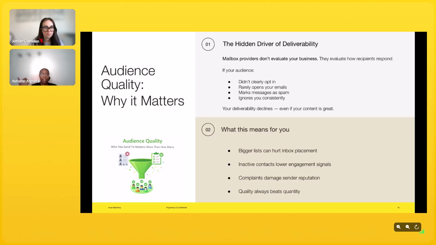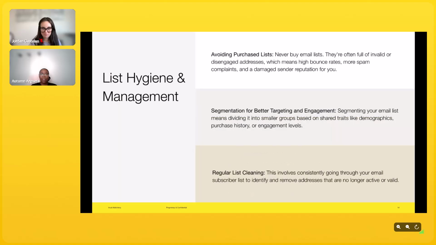So if your audience didn't clearly opt in, if they rarely open your emails, they consistently ignore your messages, or worst of all, mark them as spam, your deliverability is going to decline, even if your content is really good. What this means for you is that bigger lists can actually hurt you. Inactive contacts can lower the engagement signals that the providers are looking for, and complaints destroy your sender reputation. So keep in mind that quality is always better than quantity. We want to make sure that you focus on sending to an engaged, permission-based list to protect and boost your inbox placement. And if you don't mind jumping to the next slide for me, Jordan, please.